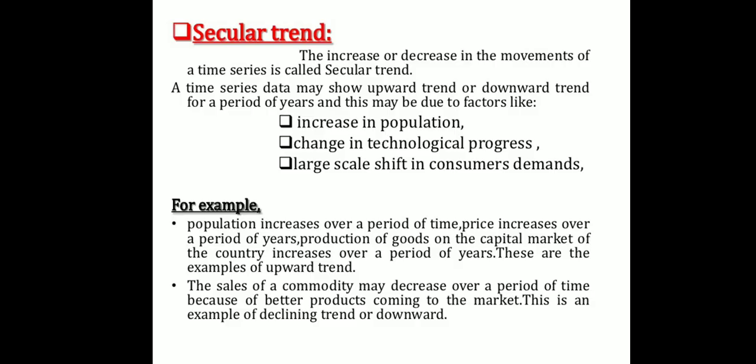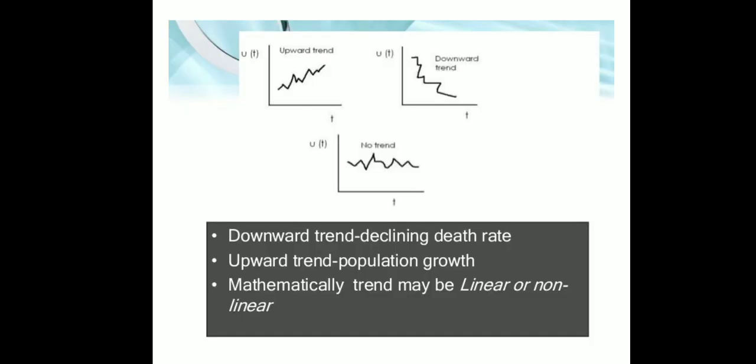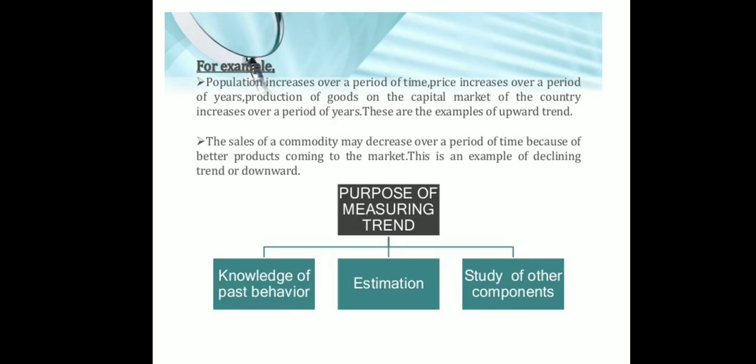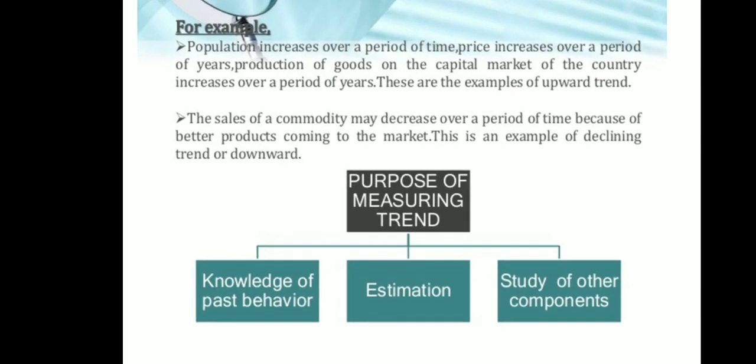This is the method of freehand. With the freehand, there is a downward trend in the declining death rate. The second figure, downward trend. First figure is upward trend, population growth, and mathematically we say that it is linear or non-linear. If there is no correlation in the third figure, there is no relation at all. So non-linear.